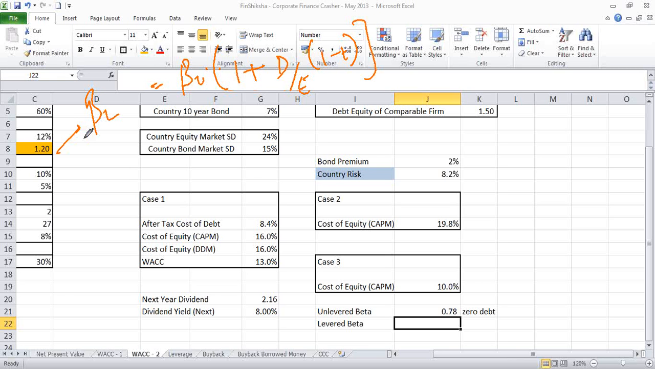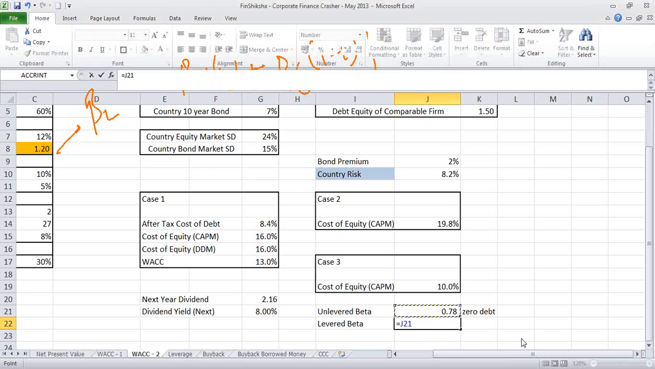Correct? So how do I calculate this? This is effectively going to be equal to unlevered beta multiplied by 1 plus the debt equity, which I will just note down as 0.67, and multiply this by 1 minus the tax rate, close brackets, and let me just put in one more bracket here just to avoid any confusion. 1.15 is the beta of our firm given the debt equity of our firm.